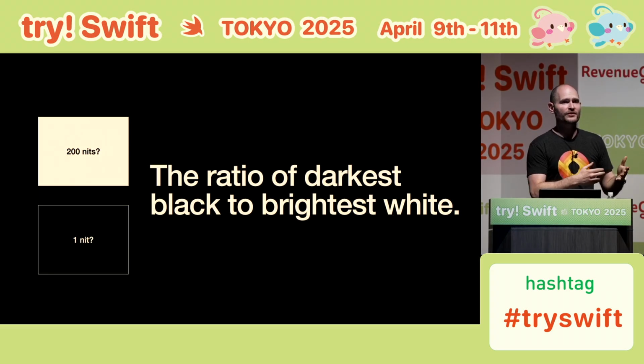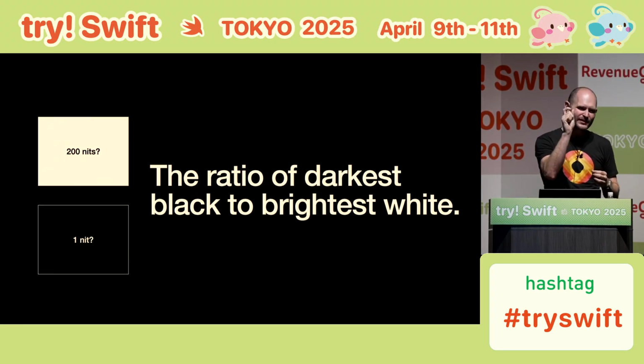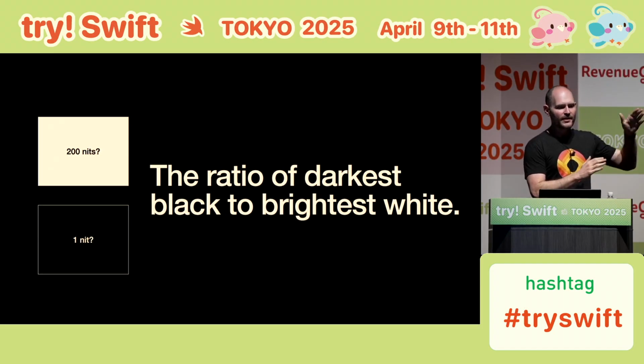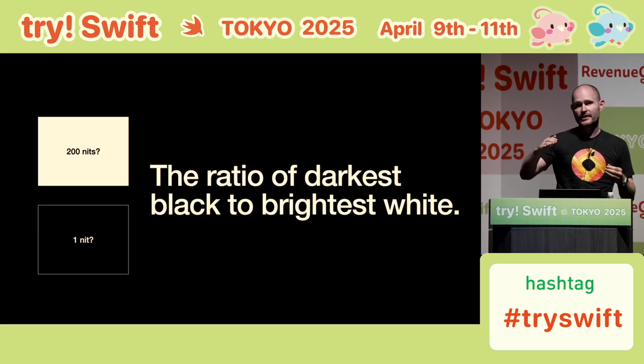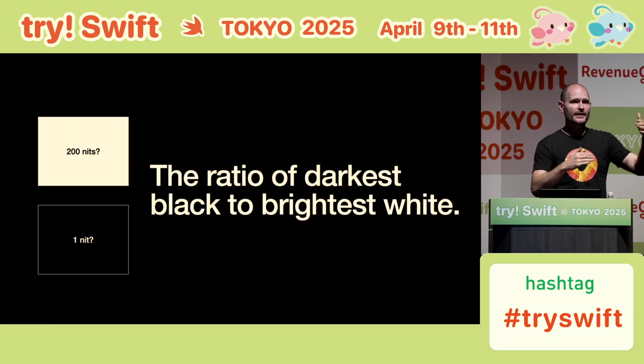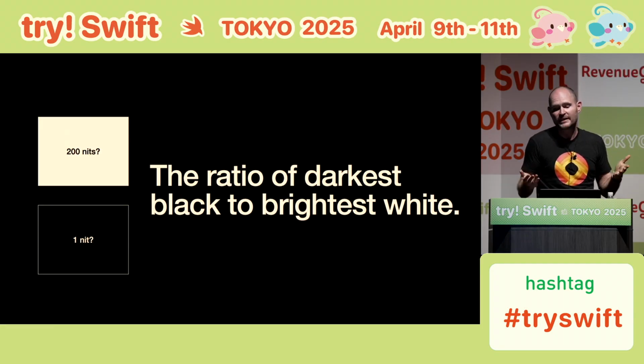In a traditional display, you can't display true black. Even if you turn up or down the brightness, there's always a little bit of light leaking through. So within this range, we'll say that the contrast ratio, the difference between the darkest black and the brightest white, is 200 to 1. It's pretty standard.